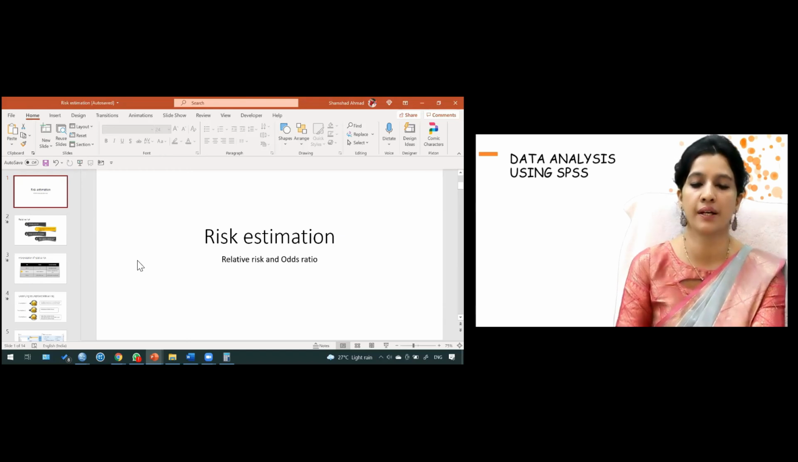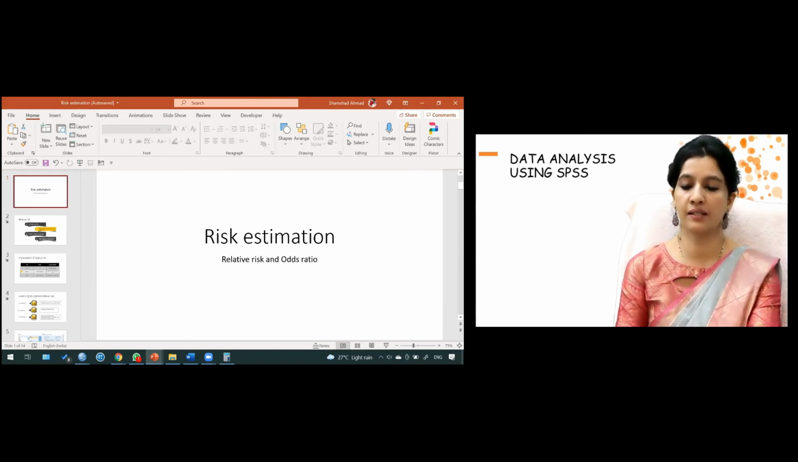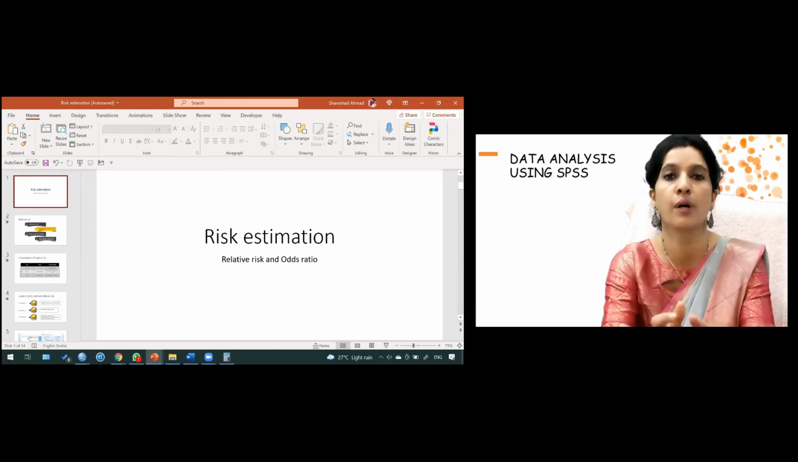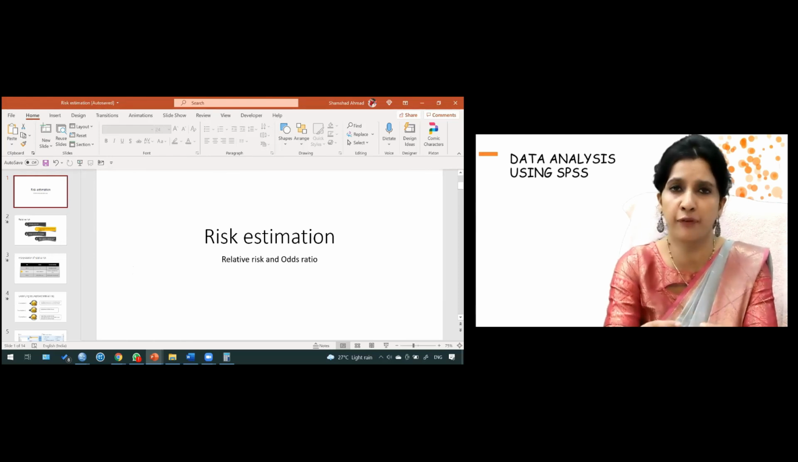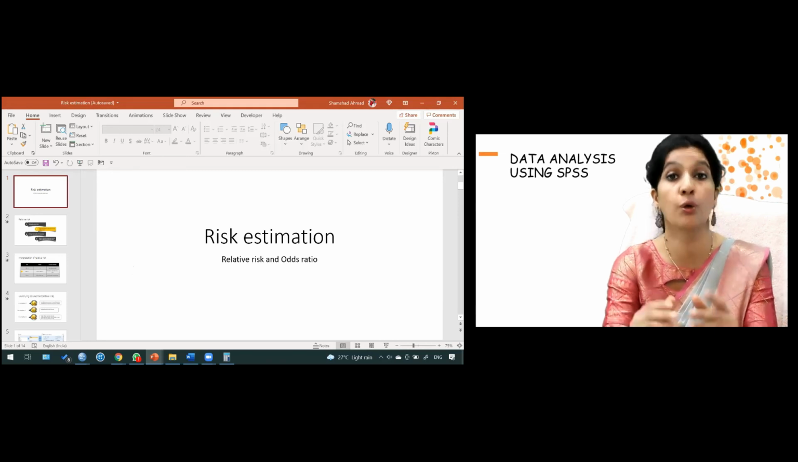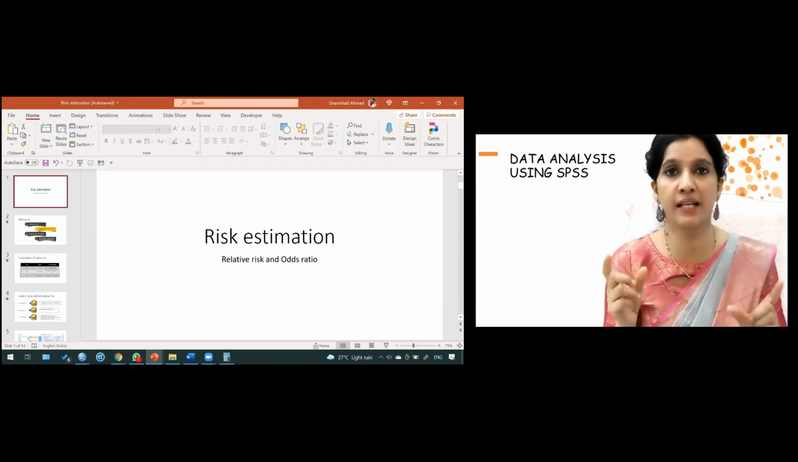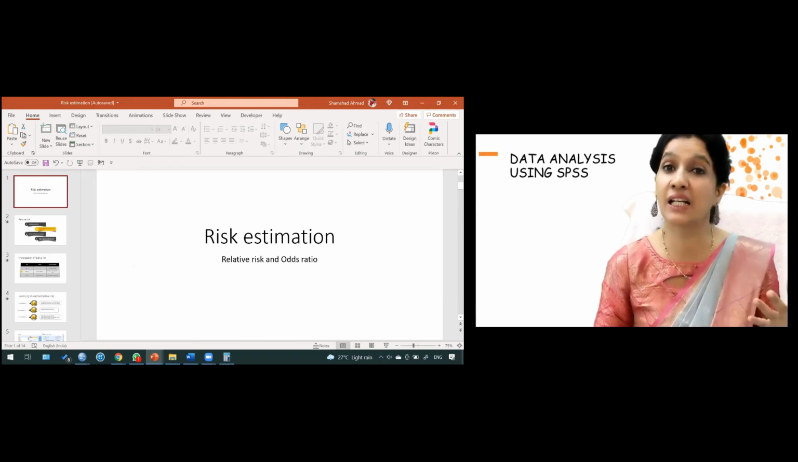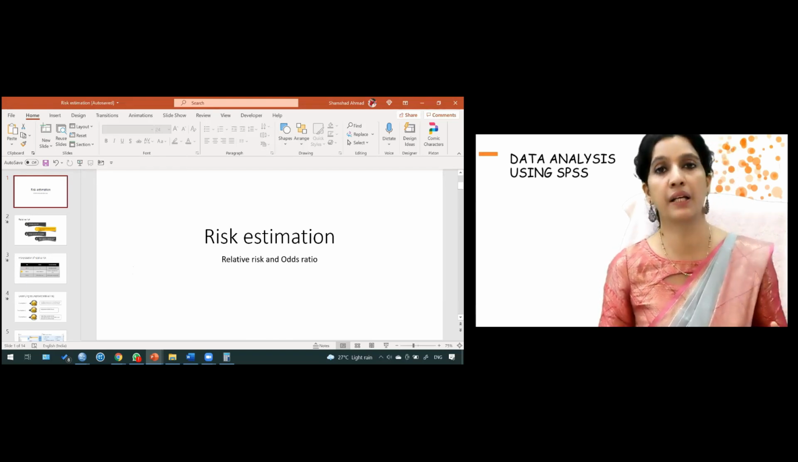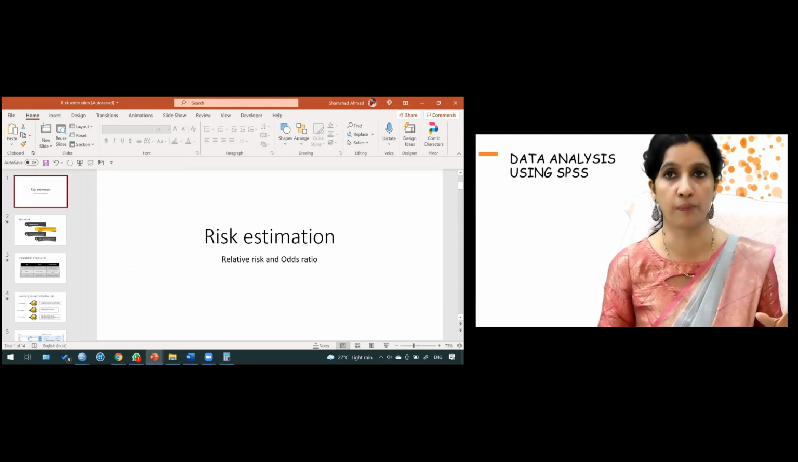Okay. So the risk estimation is also there. There are a few confusing concepts in this risk estimation, especially the relative risk, because SPSS gives both the relative risk and odds ratio in the same output. Remember, you will see how you can get confused while interpreting the relative risk and odds ratio.